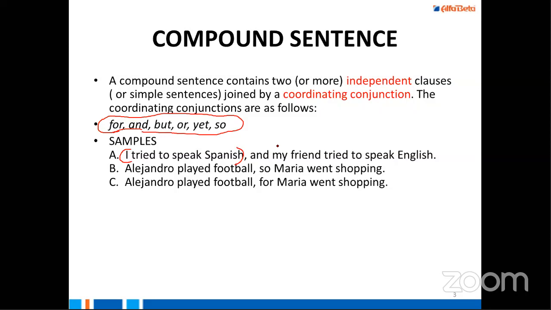Now, first, let's understand what an independent clause is. What you see in the brackets is an independent clause. It is a standalone SVO. Standalone means that it imparts meaning by itself. I tried to speak Spanish with a full stop is a complete thought. So that is an independent clause. My friend tried to speak English is also a complete thought. Technically, grammatically, a complete sentence, let's say. So two complete thoughts joined by and, or, but, yet, for, so are basically a compound sentence.